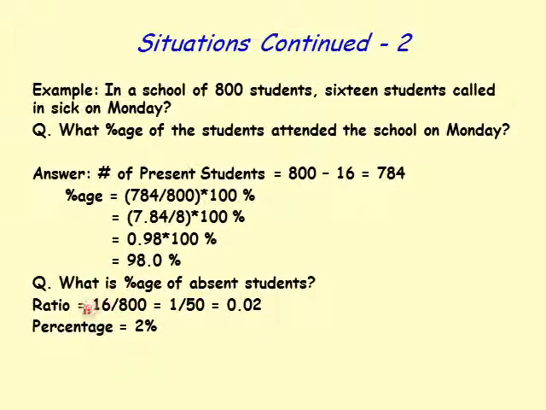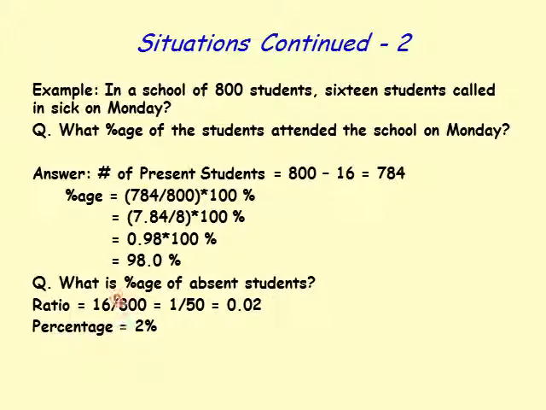If you divide by 8 here, it becomes 2 divided by 100. We divide the numerator and denominator by 8. That gets me 2 divided by 100, and that is 1 divided by 50, which is 0.02. That's the ratio. And the percentage is 2%. What we do is move the decimal place 2 places to the right. When you move 1 place, it becomes 0.2. When you move 2 places, it becomes 2.0.